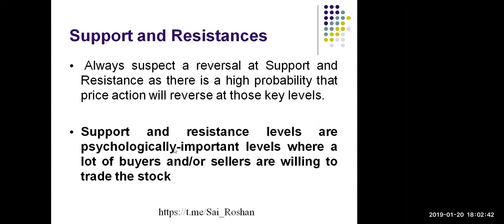So what happens at support and resistances? Always suspect a reversal. So when it is reaching a resistance level, be ready that it is going to come down from there, because there's a high probability that price action will reverse at those key levels. So support and resistance levels are psychologically important levels, where a lot of buyers and a lot of sellers are willing to trade the stock. People just wait for it to reach the resistance level to sell it, or wait for it to reach the support level to buy it.